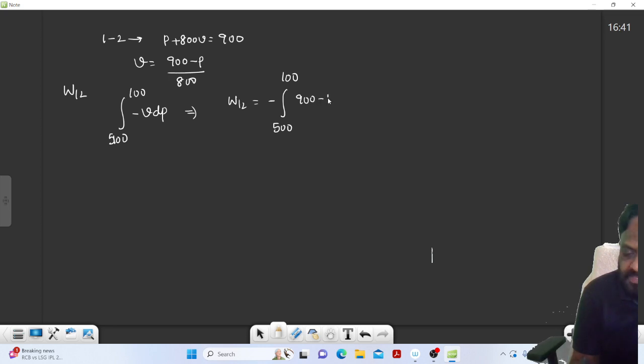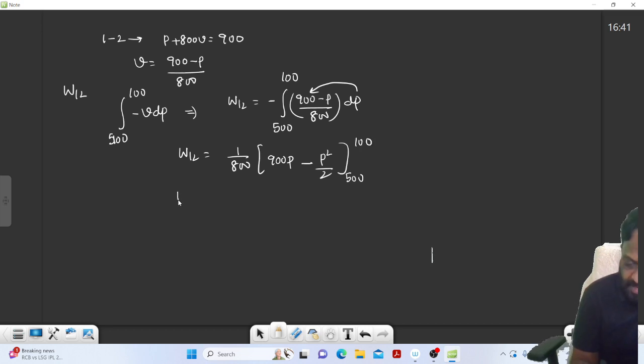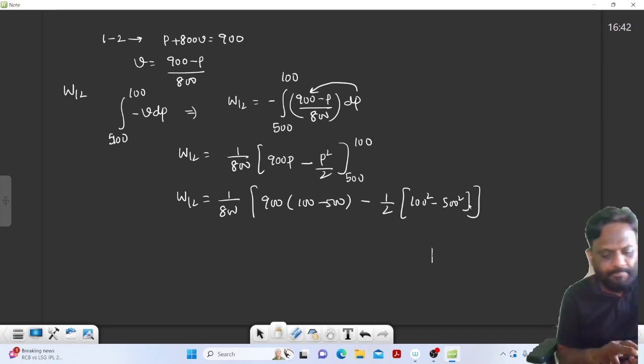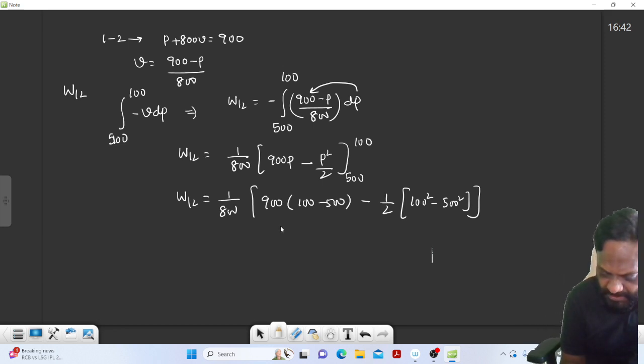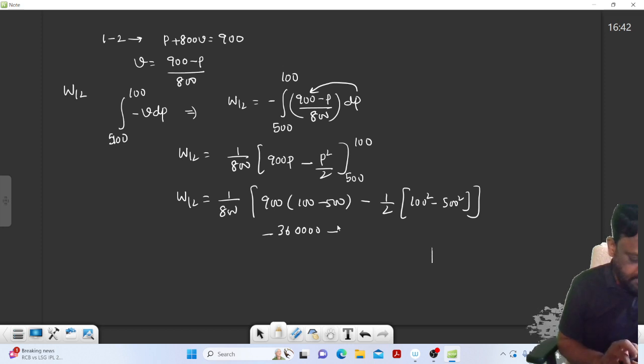What is V? (900 minus P) by 800 into dP. Excellent, sir. So work in 1 to 2 is 1/800, taking it outside, integral of 900 dP is 900P, and integral of minus P dP is minus P square by 2, with limits 500 to 100. So W12 is equal to 1/800 into 900 times (100 minus 500) minus 1/2 times (100 square minus 500 square). Let us calculate this work: 900 into 400 is 360,000, and so on.